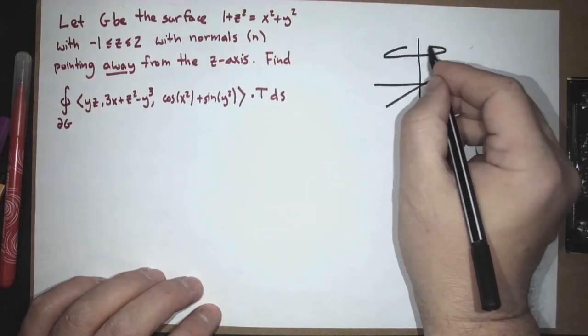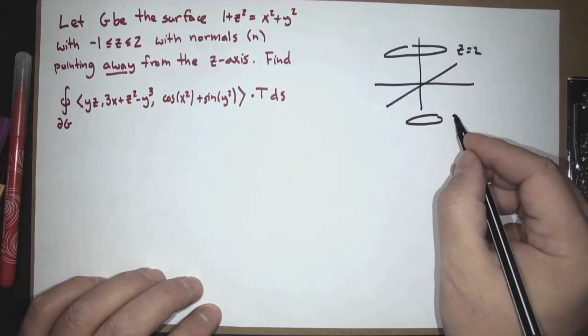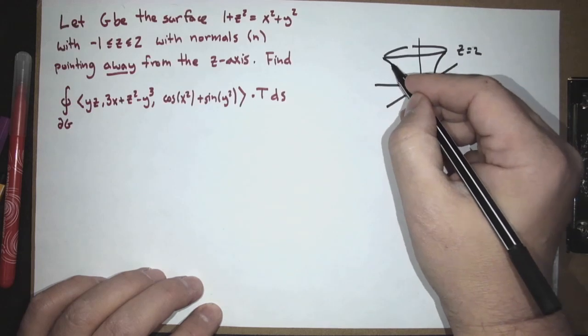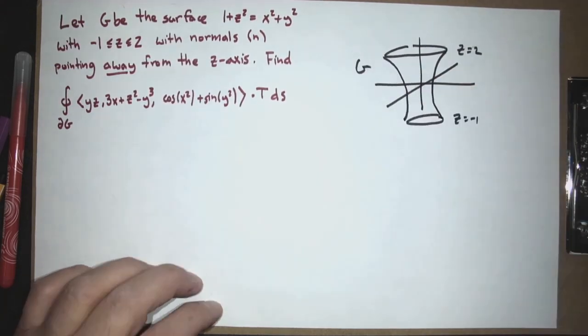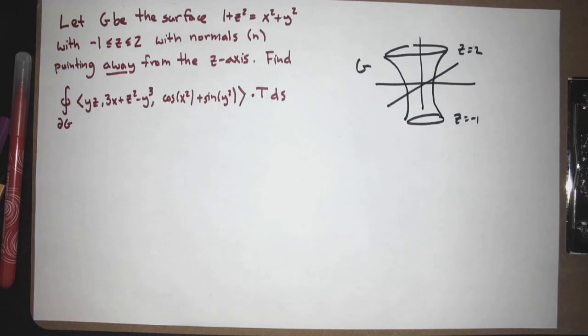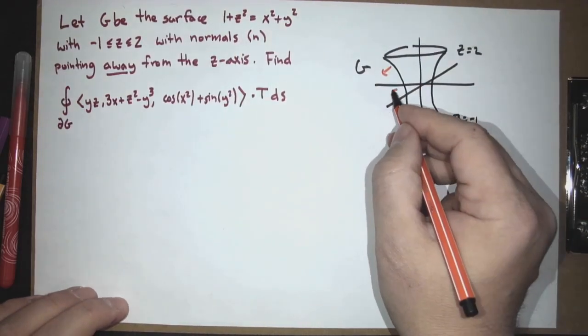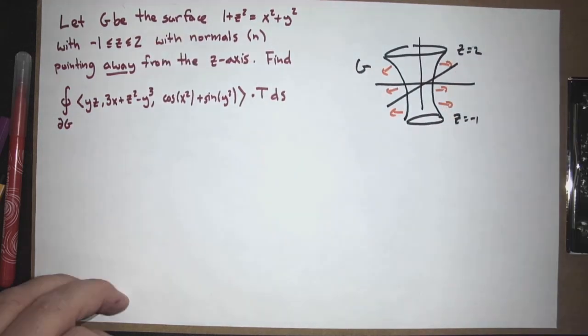Okay, so you have z equals 2, z equals -1. Here's your surface. So we have our surface G, and our orientation has been given to us. Our normals point away from the z-axis, so they're pointing outward. So here's the orientation for our surface.